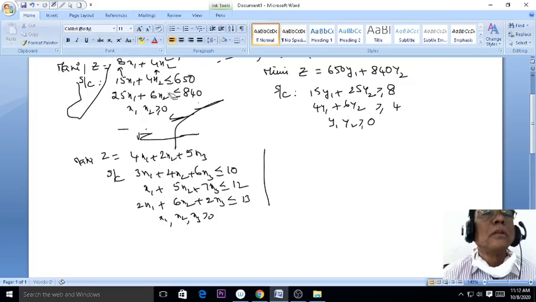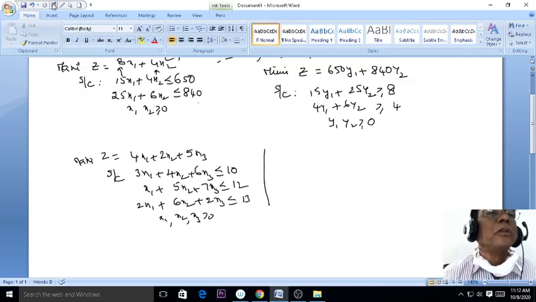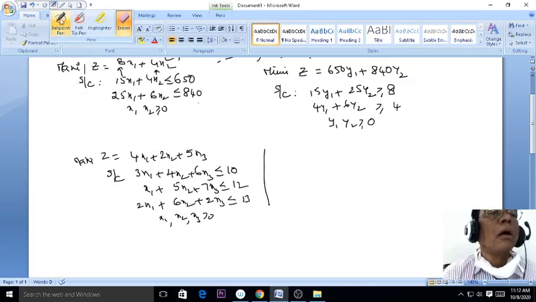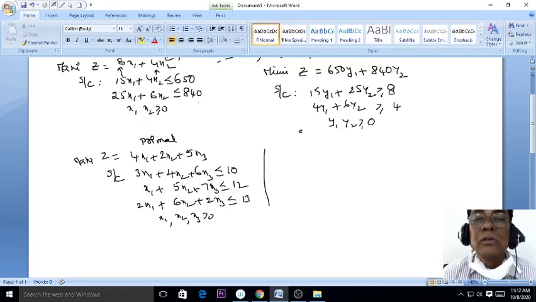Erase it. Now come to this point. Here is the minimize. This point is called the primal. First you write down the primal.